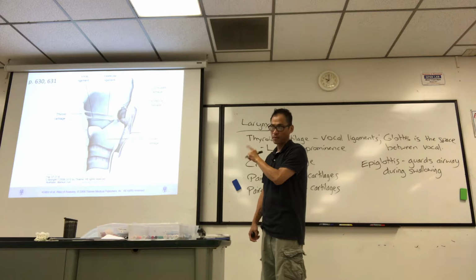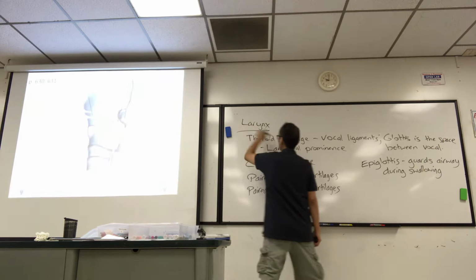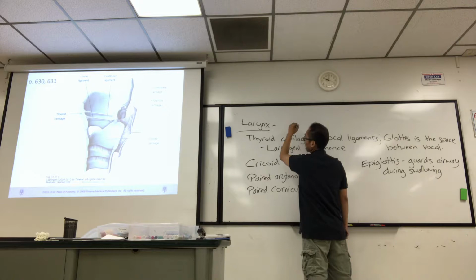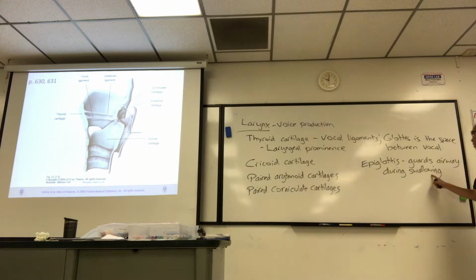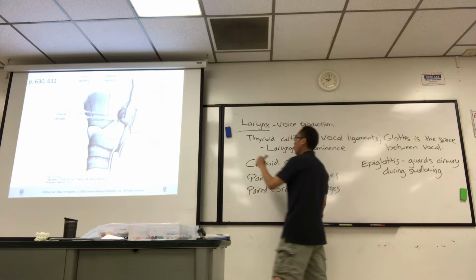So before I erase the word larynx, one of the main functions is voice production. The other main function is to guard the airway during swallowing. If you want to know what the larynx is for, those two things: voice production, and guarding the airway during swallowing.